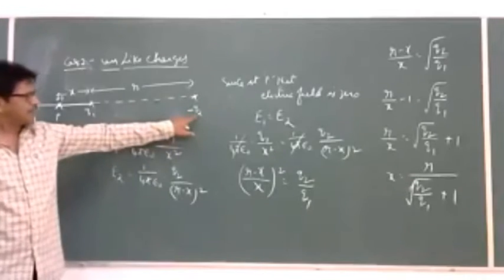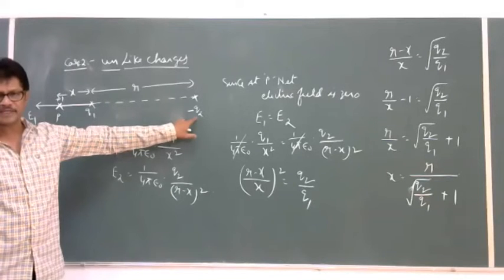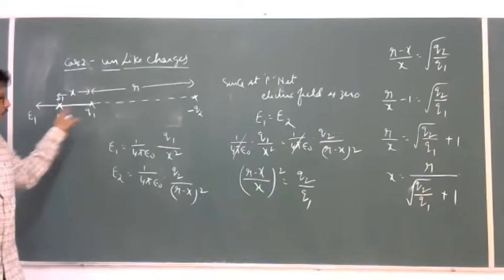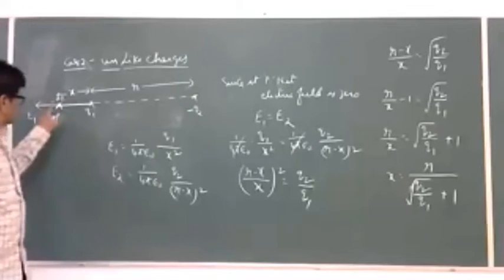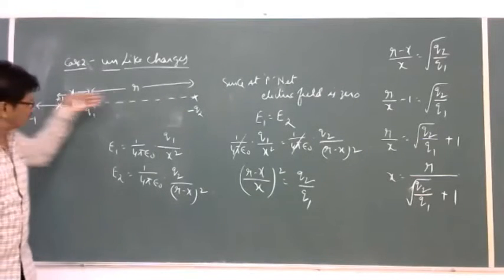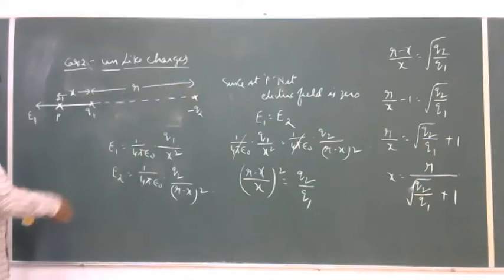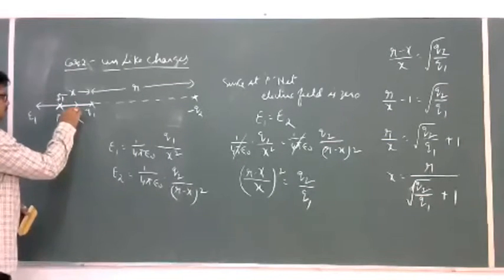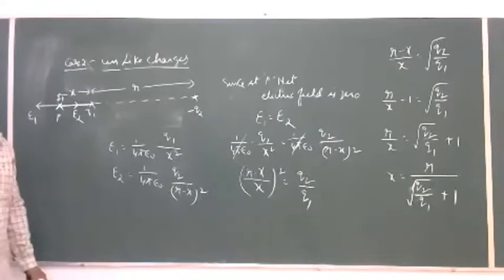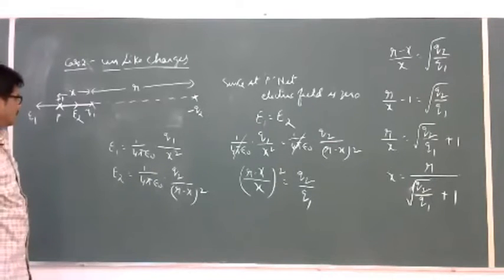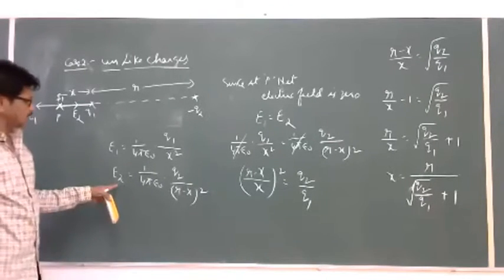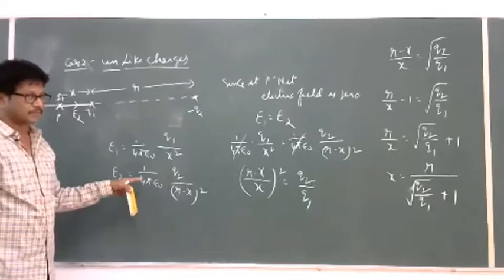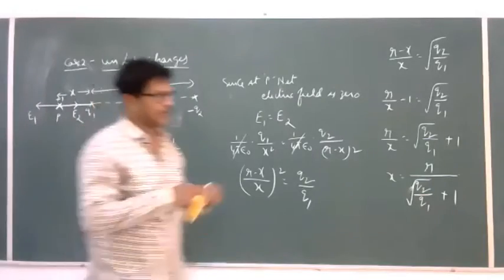Next, because of this minus Q2, one more electric intensity will act at P. This is negative and this is positive, so there will be an attraction. So the electric intensity E2 will act like this. Now E2 is equal to 1 by 4 pi epsilon naught.